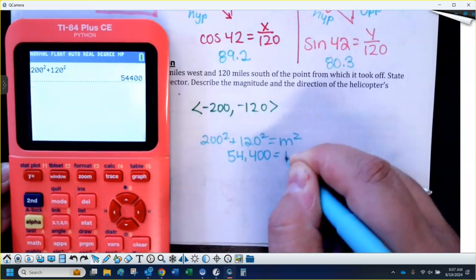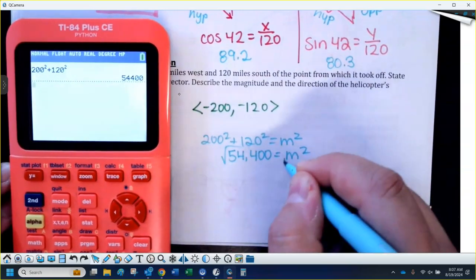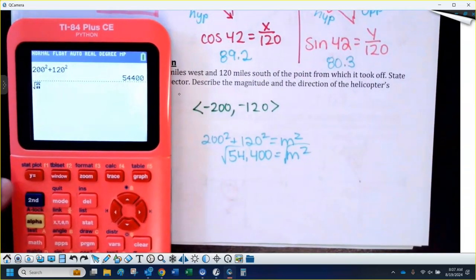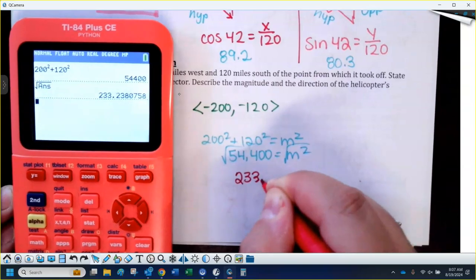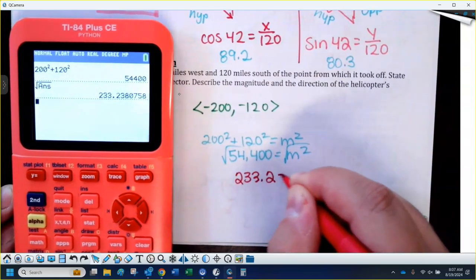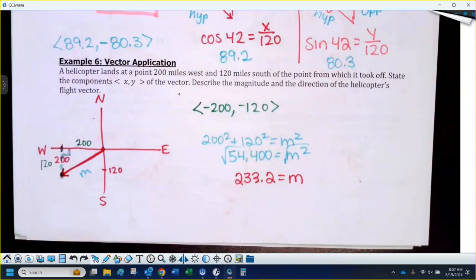You guys don't have to write this down. You can just do it in your calculator. But I'm going to take the square root of that. And we're just going to go to the nearest tenth. So I'm going to say like 233.2 for my magnitude. And then just so we can have a little bit better of a picture, let me draw this to the side here.